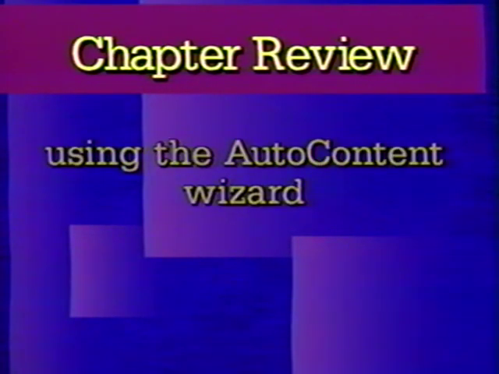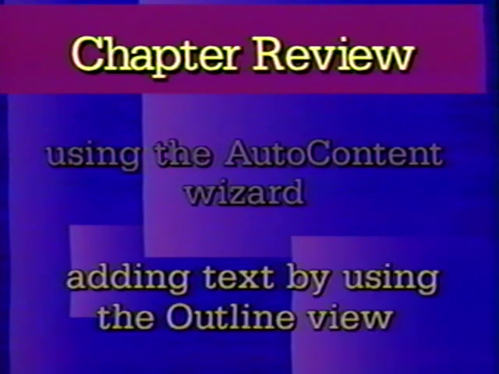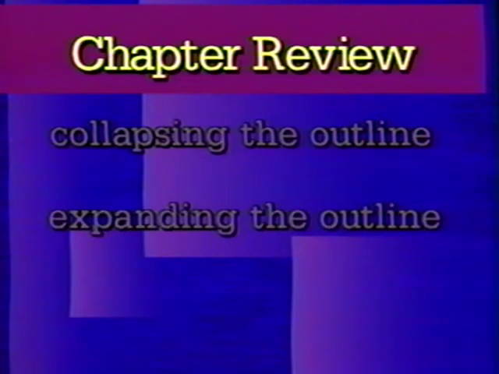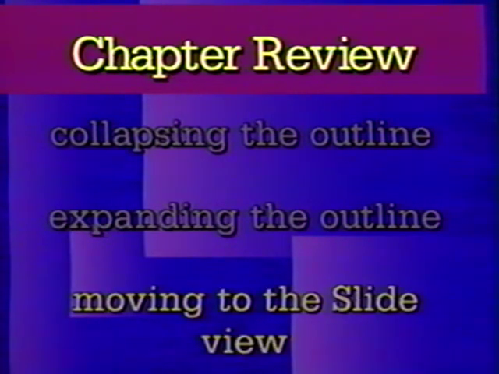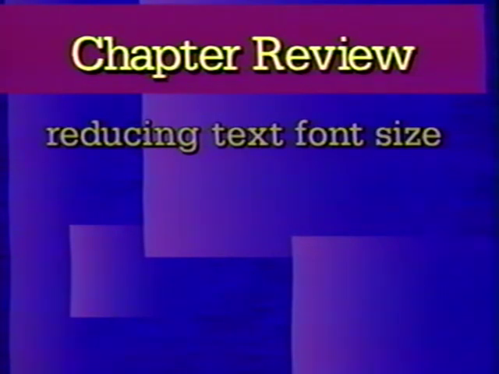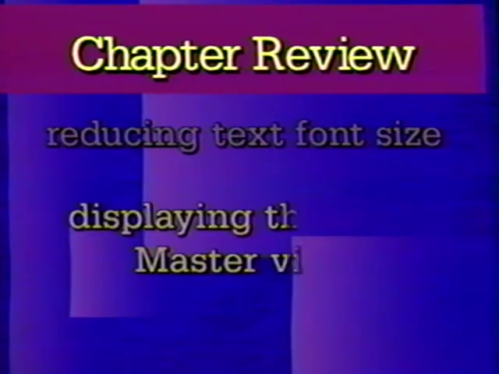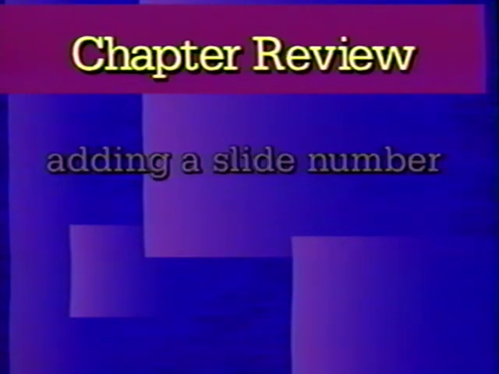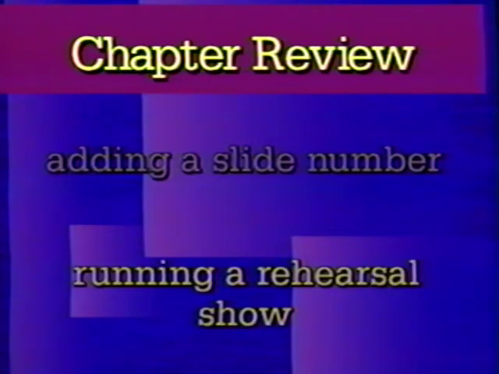We created a sample presentation by using the AutoContent wizard. We used the outline view to add text to our slides. We discussed and demonstrated the undo command. We collapsed, then expanded the outline. We moved to the slide view and viewed some slides. We reduced the text font size on one of our slides. We used the slide master view to add recurring text and the slide number. Finally, we ran a rehearsal of our show.